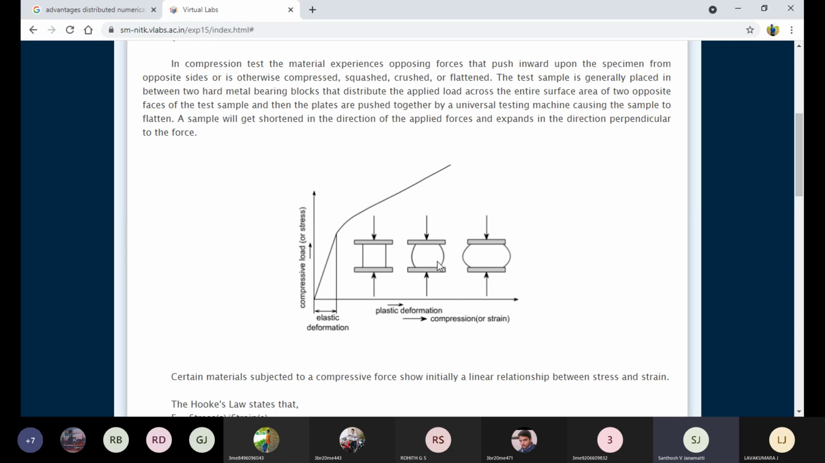See here, in the tensile test both ends are pulled away from each other. Somewhere in the middle the cross-sectional area will be reduced. As a result, the length of the sample increases. This is the opposite. Here we are compressing the sample. The cross-sectional area increases, but the length decreases. This is the total reverse of the tensile test.